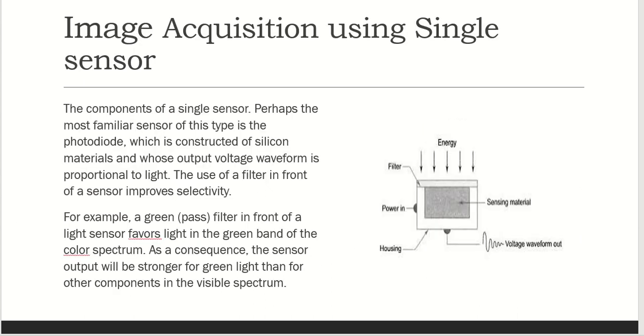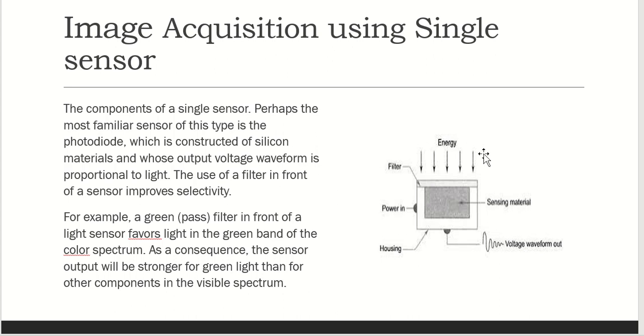Next is image acquisition using a single sensor. The components of a single sensor: perhaps the most familiar sensor of this type is the photodiode, which is constructed of silicon materials and whose output voltage waveform is proportional to light. The use of a filter in front of a sensor improves selectivity. For example, a green filter in front of a light sensor favors light in the green band of the color spectrum. As a consequence, the sensor output will be stronger for green light than for other elements in the visible spectrum.